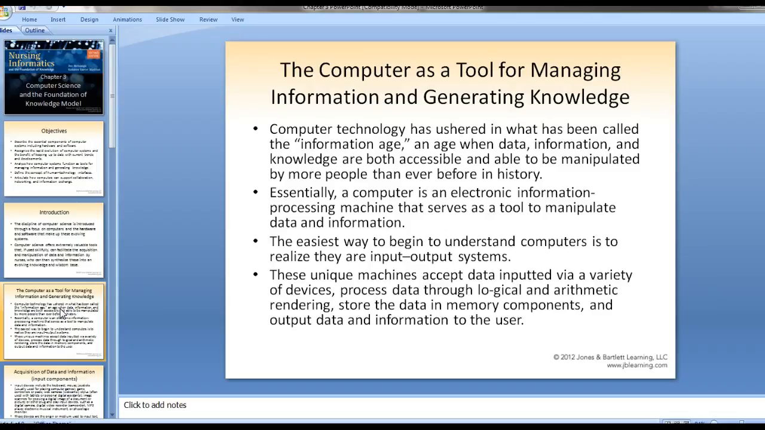So the computer is an electronic information processing machine. It serves as a tool to manipulate data and information and then present it. The easiest way to understand computers is to realize that they are just input-output systems. They accept data through a variety of devices. It processes the data through logical and arithmetic rendering. It stores data in memory, and it outputs data and information to a user.